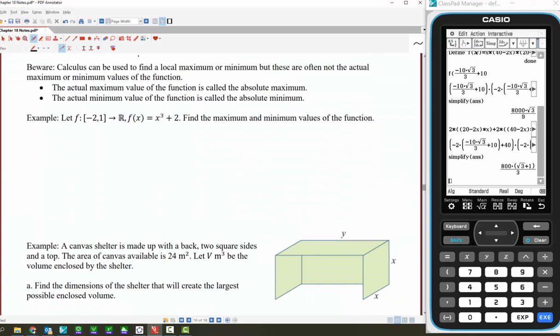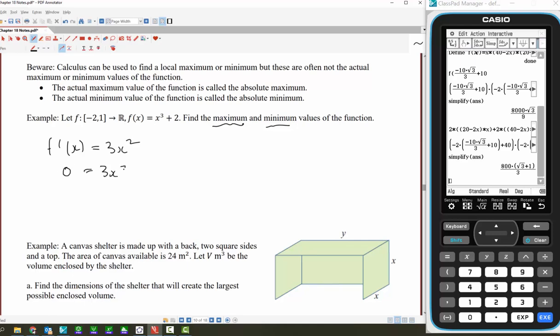Alrighty, beware. Calculus can be used to find a local maximum or minimum, but these are often not the actual maximum and minimum values of the function. All right, so let's just see an example here. Here we've got a function, and it says find the maximum and minimum values of the function. What students tend to do is fall in love with calculus and then use it all the time to find anything that involves a maximum or a minimum. And I'll show you why to beware. Okay, so if I go f dash x, because I want to get the maximum and minimum, I'm going to go 3x squared as the derivative of f dash.